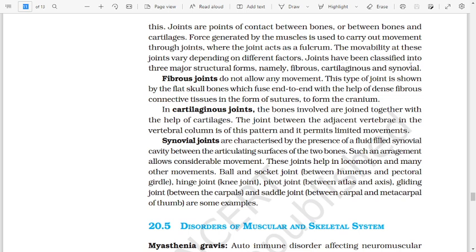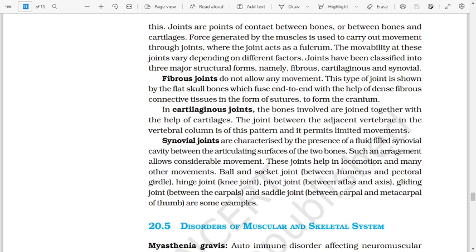Joints have been classified into three major structural forms, namely fibrous, cartilaginous, and synovial. Fibrous joints do not allow any movement. This type of joint is shown by the flat skull bones, which fuse end to end with the help of dense fibrous connective tissue in the form of sutures to form the cranium. In a cartilaginous joint, the bones involved are joined together with the help of cartilages. The joint between the adjacent vertebrae in the vertebral column is of this pattern, and it permits limited movements.